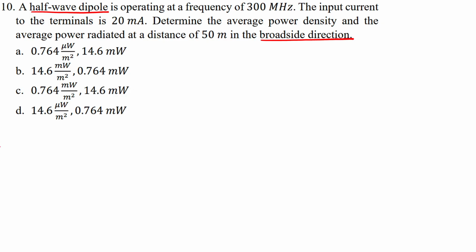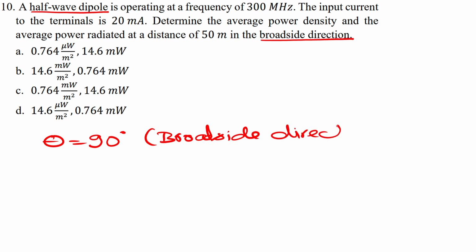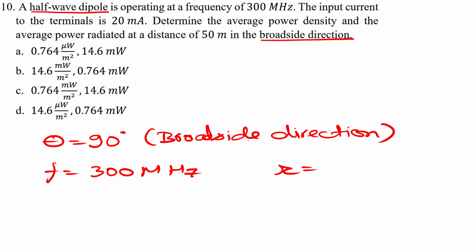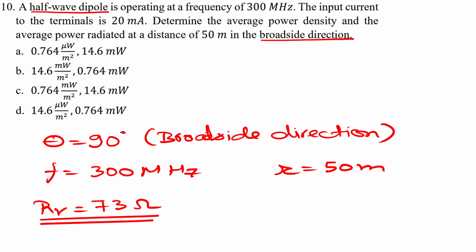Broadside direction means theta is 90 degrees. This is the broadside direction. And the frequency f is 300 megahertz, and the observation distance is 50 meters. One thing missing in the problem is the radiation resistance R of the antenna, which is 73 ohms. This should have been given.